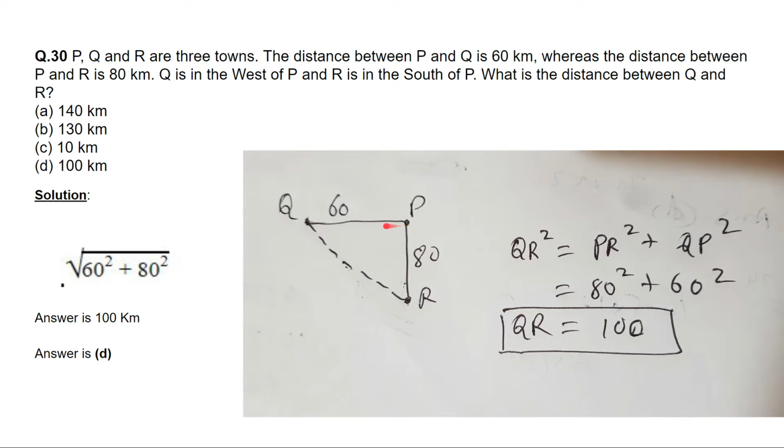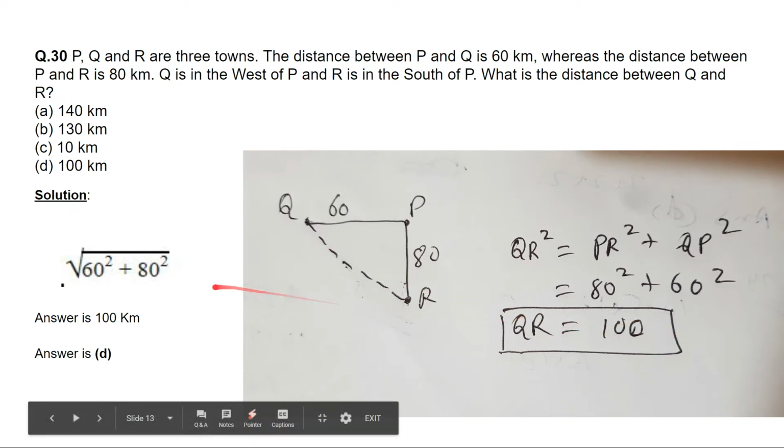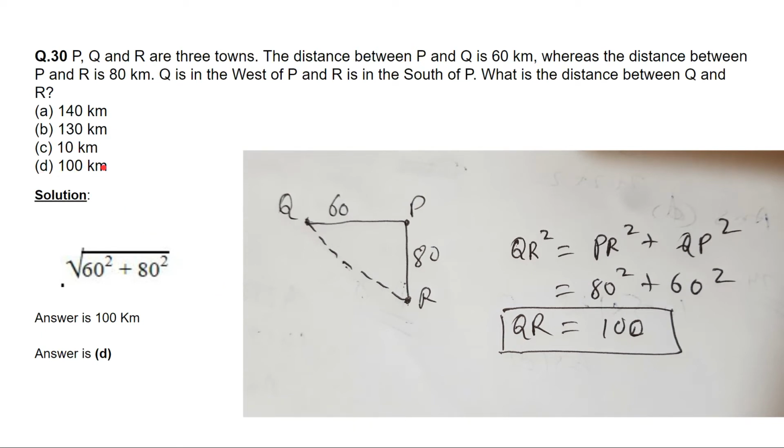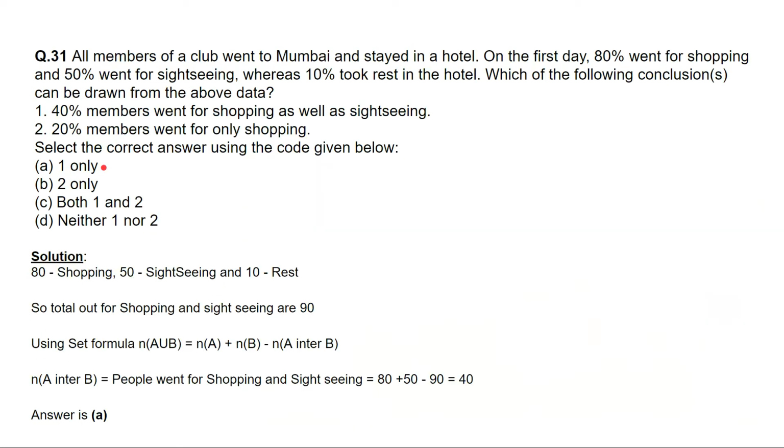Okay, so this is also a very simple question. P traveled 60 kilometers west to get to Q. Then he traveled to R, in the south of P. So this distance is 60 and this distance is 80. Now you have to find the distance between Q and R. So this is a simple Pythagoras theorem, and after calculating using the Pythagoras theorem, when we calculate the hypotenuse QR, we get 100. So the answer here is D.